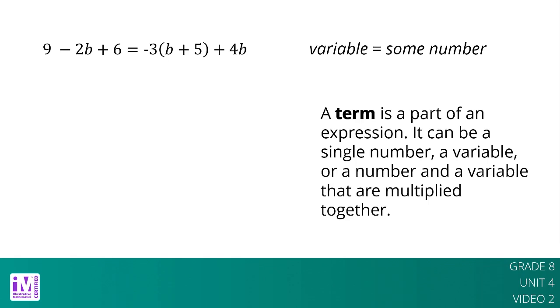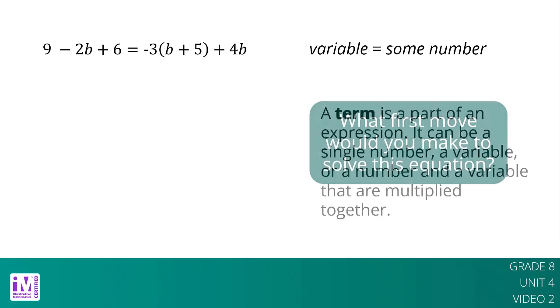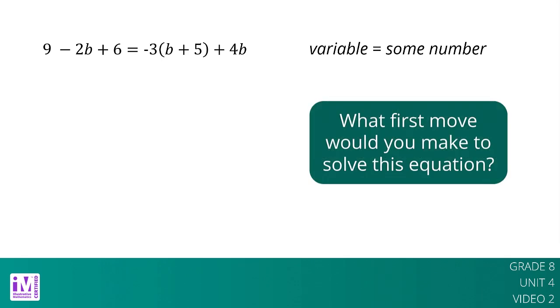For example, suppose we want to solve 9 minus 2b plus 6 equals negative 3 times the quantity b plus 5 plus 4b. What first move would you make to solve this equation?